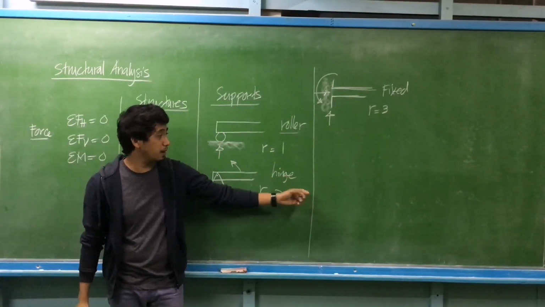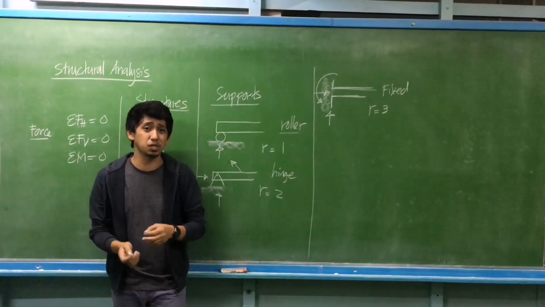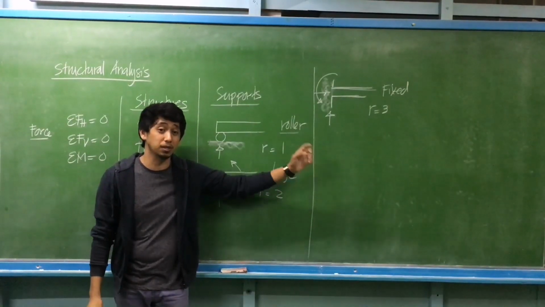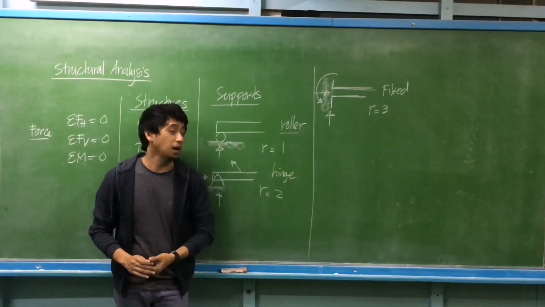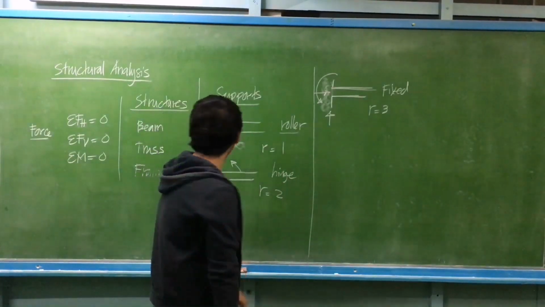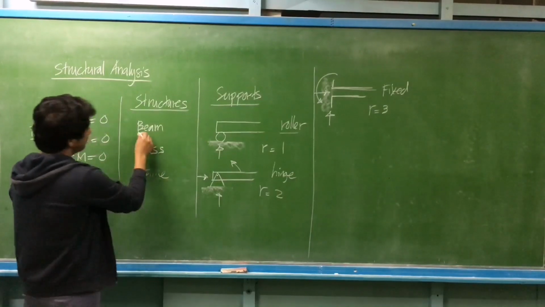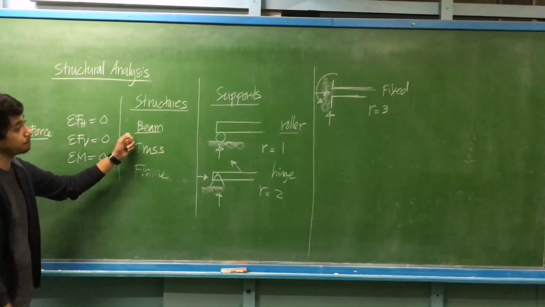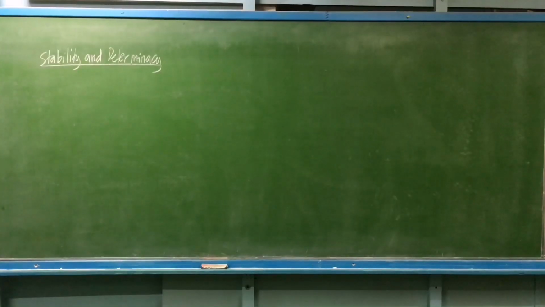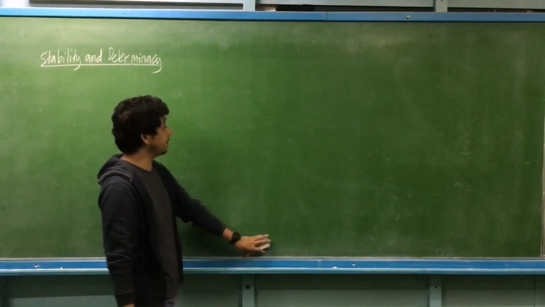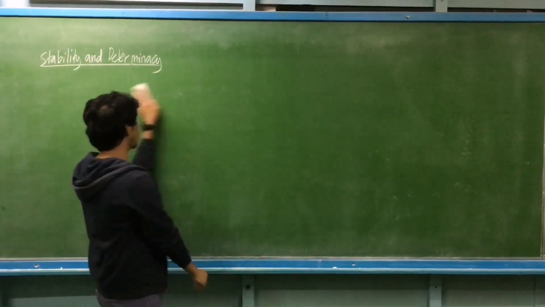Other than this, we have the cables, or the connection of the cable to its support, the link, and so on. I think that is available in your module. So let us discuss first stability and determinacy for beam. So this is stability and determinacy of structure.